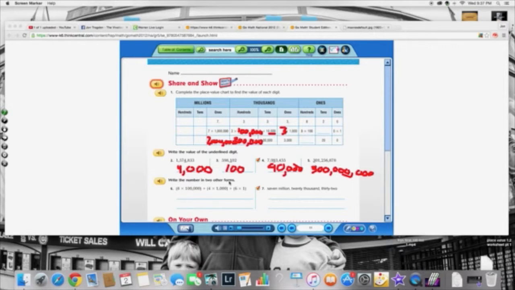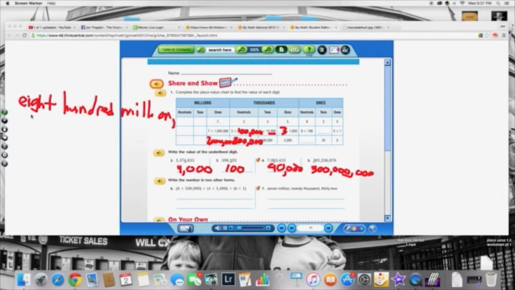All right, write the word in 2 other forms. Now, one of these is going to have to be word form, which is not going to be very fun for me with this mouse. So what I'm going to do is, I guess I'll write it over here, and it still won't be very fun. With pencil, it's not a whole lot of fun either, but it's not that hard. 800 million, comma.